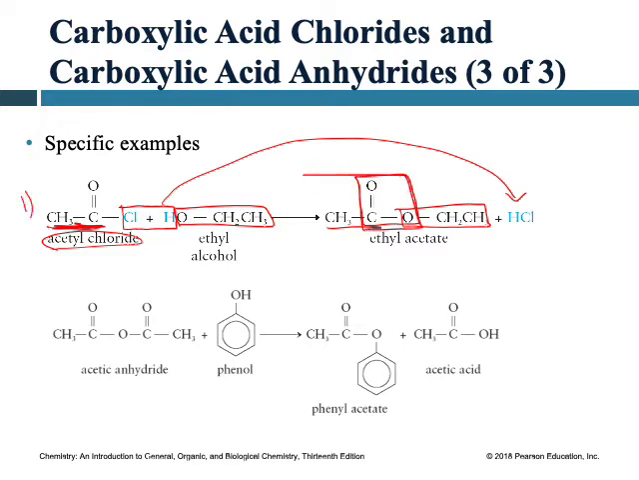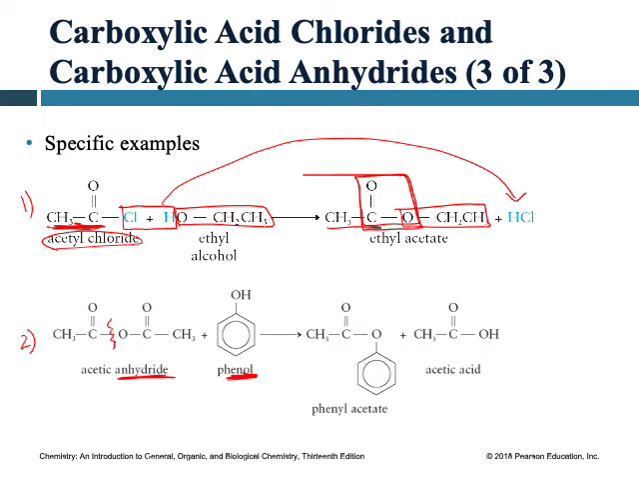Let's try it with the second one, which is anhydride. And I told you anhydride is C double bond O, single bond O, single bond, double bond O. That means you have two carbonyl groups and then you have oxygen in between them. So again the same reaction. This is alcohol, which is phenol. So what's going to happen? This bond is going to break.